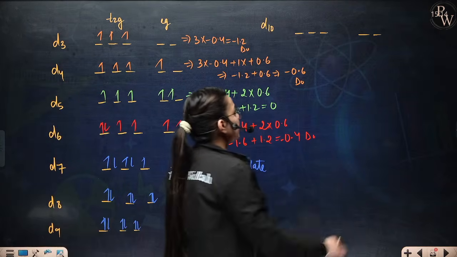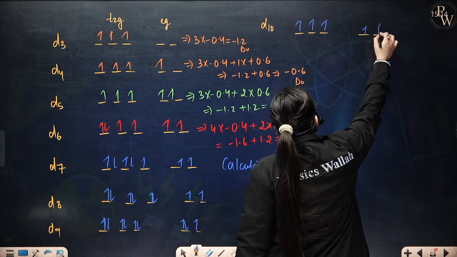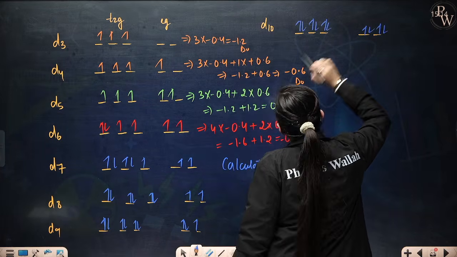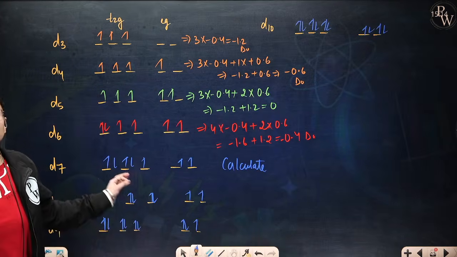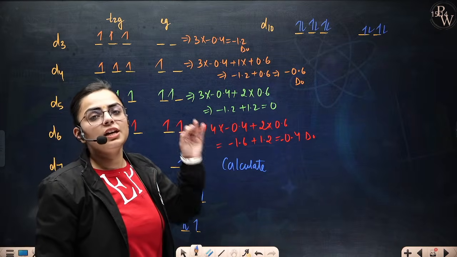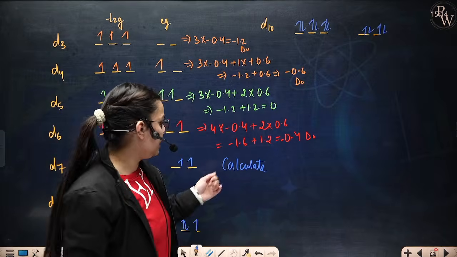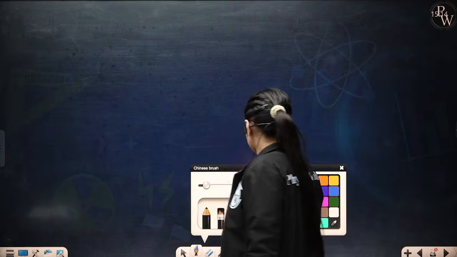How will I fill the electrons in D10? 1, 2, 3, 4, 5, 6, 7, 8, 9 and 10. Is it clear to you all? It was simple. This was for weak field ligand. Now we shall do it for strong field ligand. Let us do strong field ligand now.